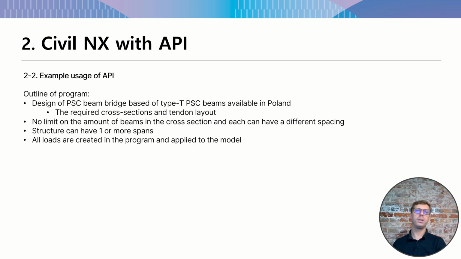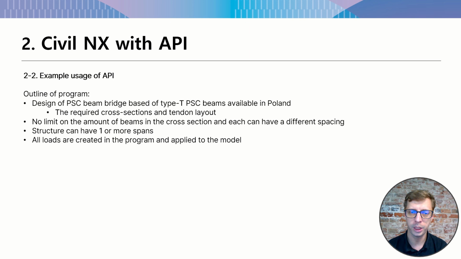So now a more advanced example of using the API. Here, as I said earlier, I developed a program for PSC beam bridges based on the Type T beams available in Poland. These are standard road bridge pre-stressed concrete beams. They have very set cross sections and tendon layout, like in most catalogs. All of the information from the catalog essentially was codified here, which was very simple to do.